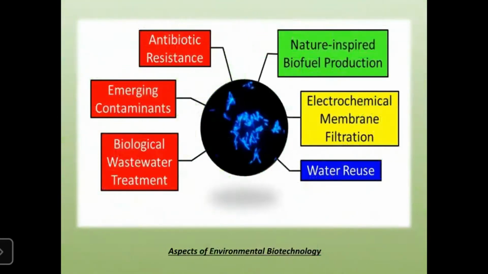Here we can see certain aspects related to environmental biotechnology. These are the things that we need to take care of when we create such manufacturing techniques for a better environment, such as antibiotic resistance, nature inspired biofuel production that will cause less pollution to the environment, electrochemical membrane filtration process, water reuse, biological wastewater treatment, and emerging contaminants.